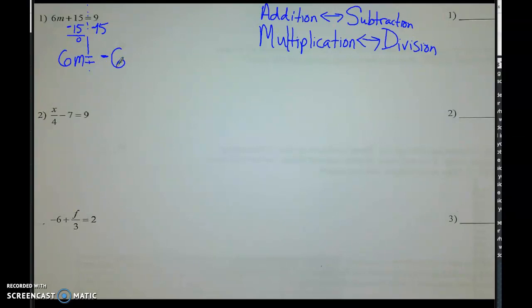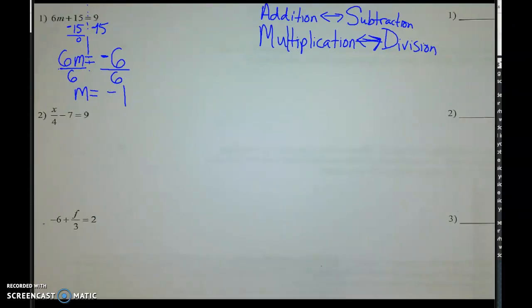I see this 6 and m. When that number is right beside the variable, that means that they are multiplying. So again, if I have multiplication, I need to do the inverse. That's division. So the opposite of multiply by 6 is divide by 6. If I do it on the left side, I have to do it on the right side. 6 divided by 6 is 1, so that gives me 1m equals negative 6 divided by 6 is negative 1.